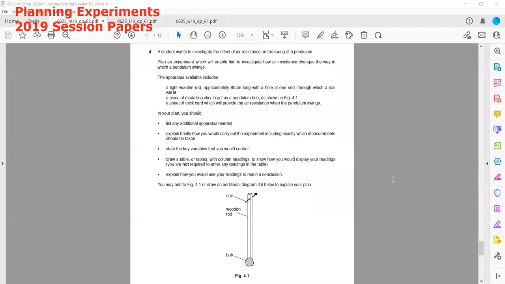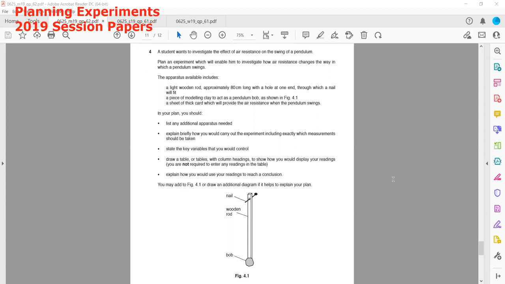This session is related to planning experiments from the 2019 session papers. We have, from March 2019, paper 6, variant 2. First experiment: a student wants to investigate the effect of air resistance on the swing of a pendulum.